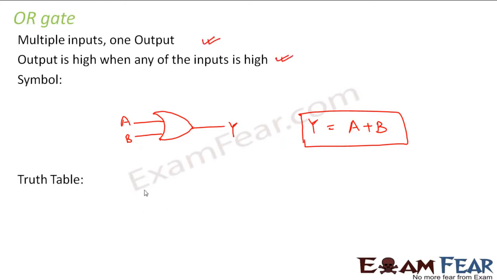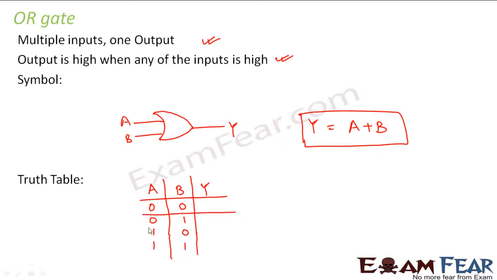In this case, the truth table will consist of all possible inputs and the outputs. So what are the possible combinations of inputs? Both are low. A is 0, B is 1, A is 1, B is 0. Both A and B are high. So these are the possible input combinations.